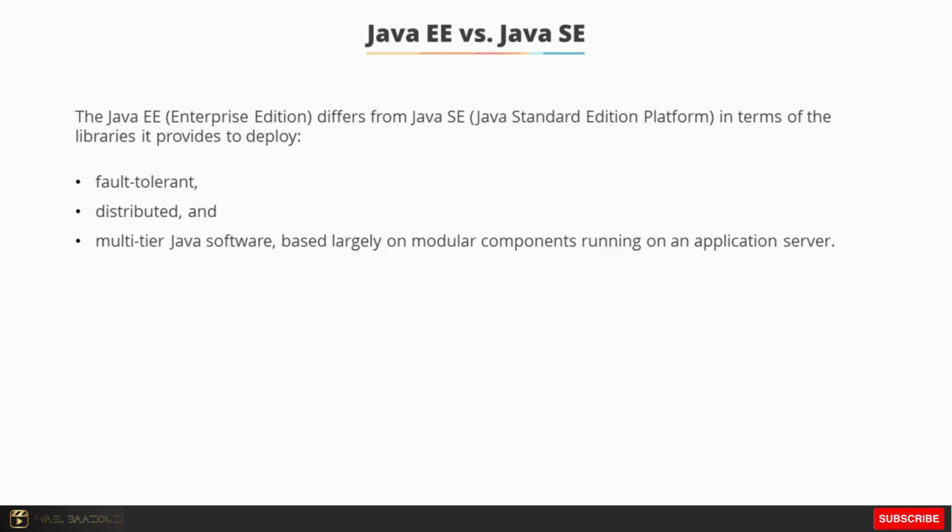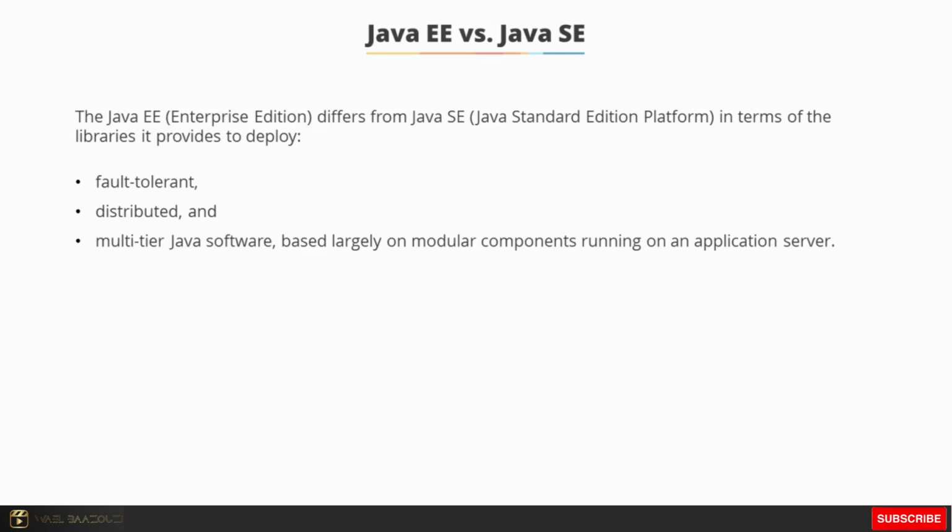The Java Enterprise Edition differs from the Standard Edition in terms of the libraries it provides to deploy fault tolerance, which means that in case there is an error, there is the capability for your database transaction or something similar to roll back, so your data is always in a consistent and durable format. It also ensures that there are libraries so that you can develop distributed applications. Distributed applications would mean part of the processing being done on the client, part of the processing being done on the server, or also the processing load being distributed across multiple nodes.